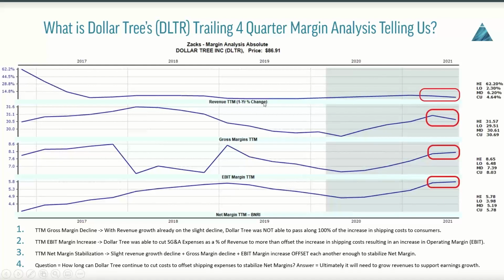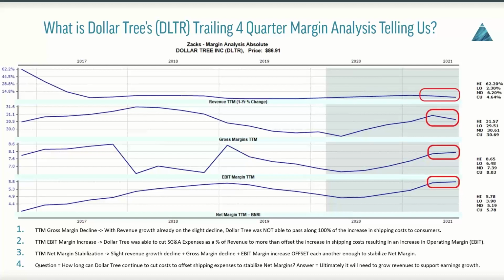You need to look at it in a 4-panel chart, and you need to convert your revenues to a 1-year percent change. And below that, you're literally just going to mirror the income statement. So it's going to be revenues minus cost of goods sold is going to give you your gross margins, right? And then you're going to have your SG&A and your R&D.